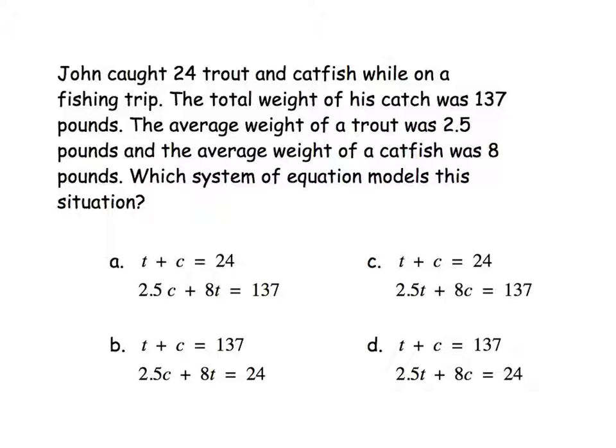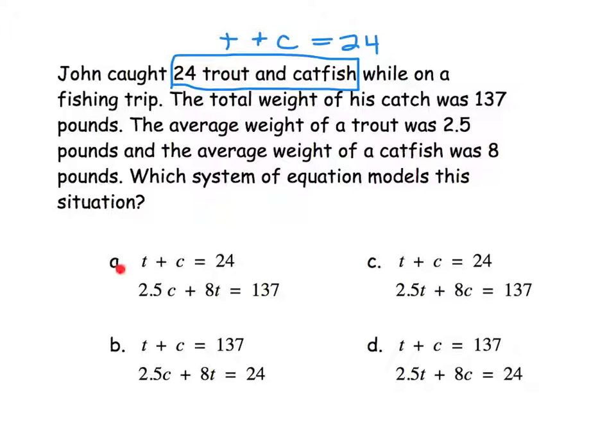The very first sentence: John caught 24 trout and catfish. Right there, they've given us a whole bunch of information. They've told us that our trout plus our catfish has to equal 24. So we're just going to start with that information. Trout plus catfish has to equal 24. And I'm going to look at my answer choices.